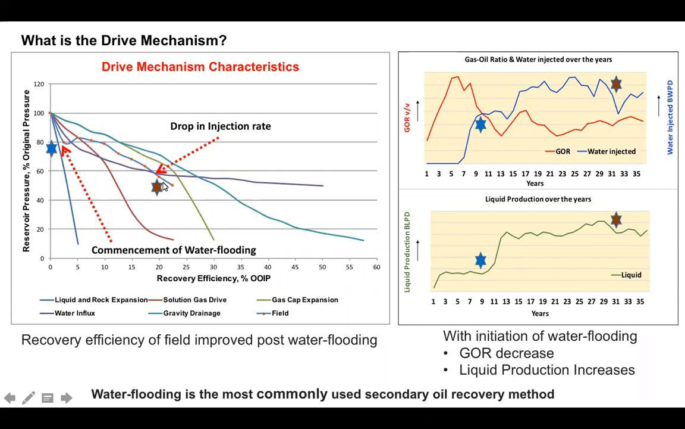Now, if we see other parameters of the same field with the same event, so this is where I've plotted GOR. So initially the field is producing on solution gas drive mechanism. So the GOR shoots up, but as soon as the field is put on water flooding, the GOR drops and is stabilized. But when the second event occurs, that is water injection rate drops, the GOR again starts picking up, which shows that the field is again producing from solution gas drive mechanism.